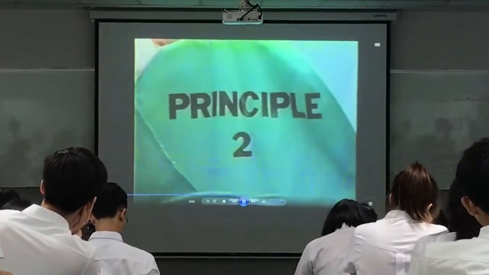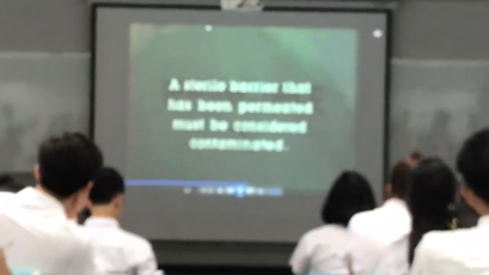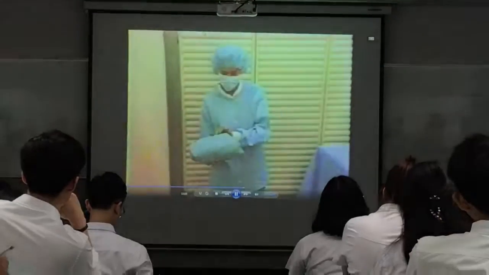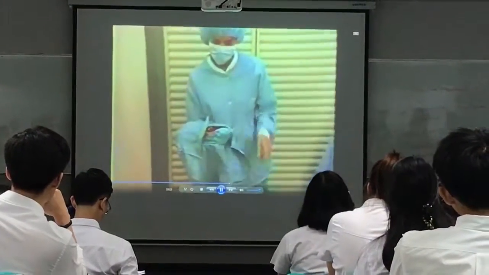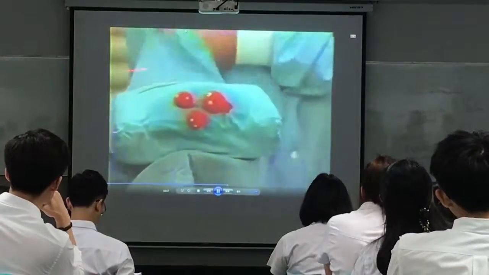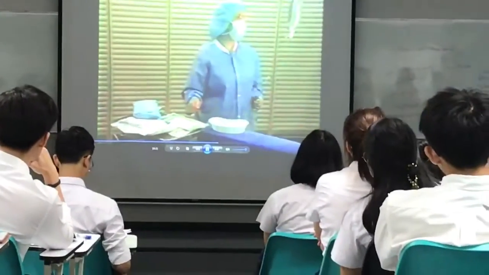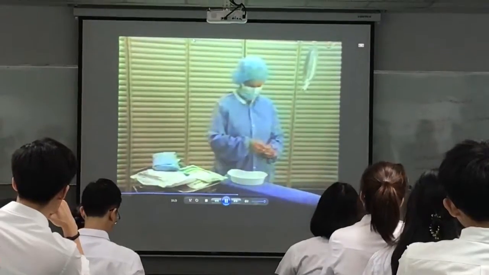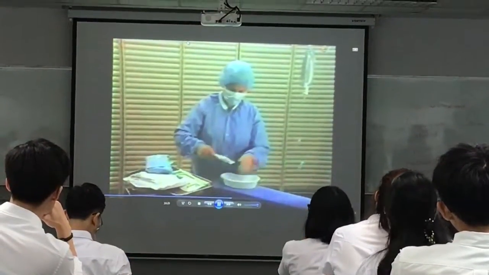Principle number 2. A sterile barrier that has been permeated must be considered contaminated. Sterility can be compromised if permeable materials are used. When moisture soaks through a package, it's called strike-through. Any article that has become wet is considered contaminated, even if strike-through cannot be directly observed.